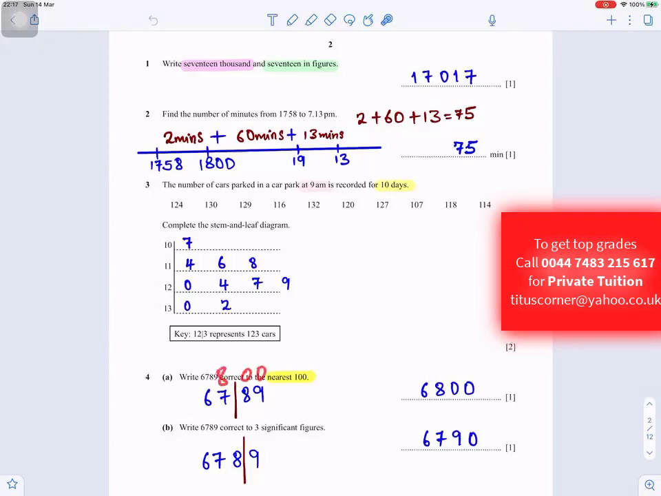So this becomes 8. Write 6,789 correct to 3 significant figures. You count the first 3 numbers, 1, 2, 3, and you put the line. You look at the number on the right. The number is 9. Is that 5 or more? Yes. You change it to 1 and add it to 8. It becomes 9. And you put a 0 there. So 6,790.